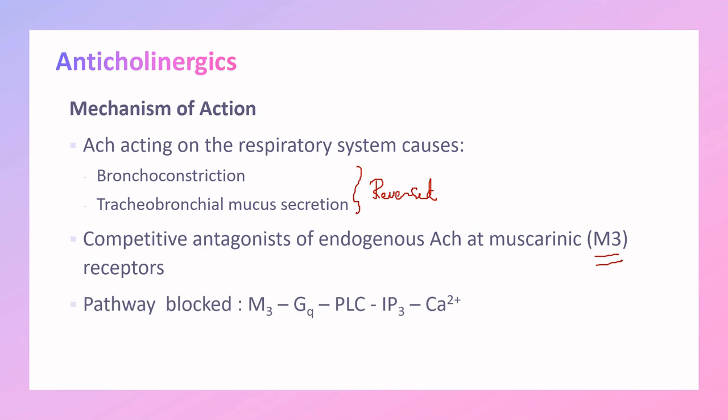So the pathway that we are basically blocking is the M3 receptor. If it was stimulated, then through the Gq type of G protein coupled receptor, it activated phospholipase C, which in turn activated inositol triphosphate, and ultimately there would have been an increase in the amount of calcium, and this would have caused bronchoconstriction. So if we block this entire pathway, then the bronchoconstriction will be blocked.